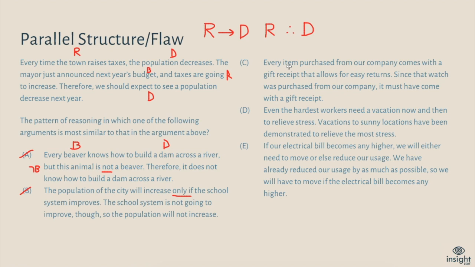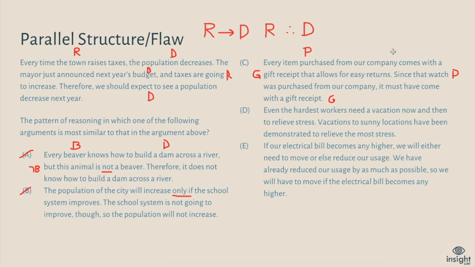C. Every item purchased from our company comes with a gift receipt that allows for easy returns. Okay, another disguised if-then. If the item is purchased from our company, let's see, P for purchased from our company, it will have a gift receipt that allows for easy returns. So that's a G. If it's purchased, then there's a gift receipt. Since that watch was purchased from our company, okay, it's another P, right? The item is purchased from our company. It must have come with a gift receipt. Okay, gift receipt is G.